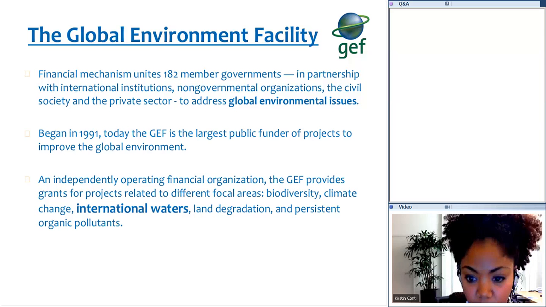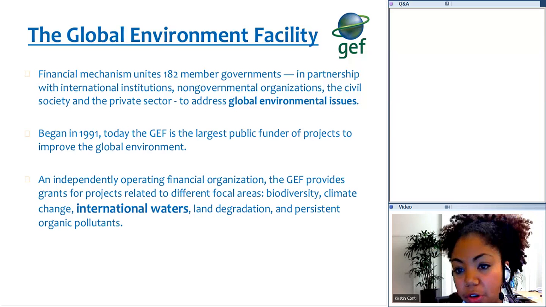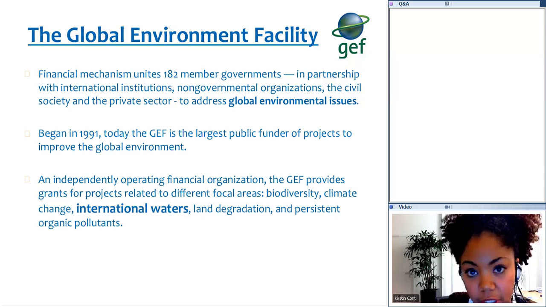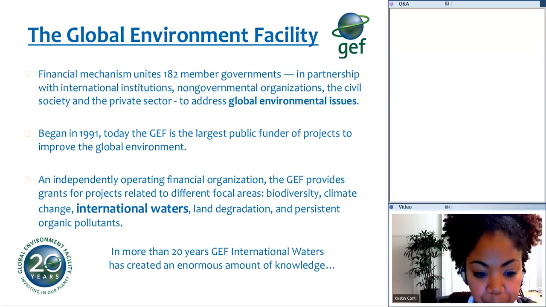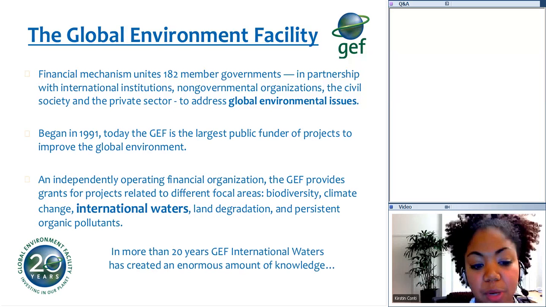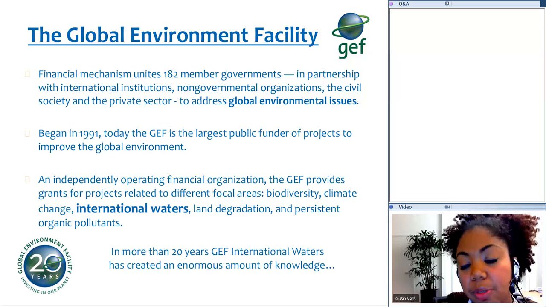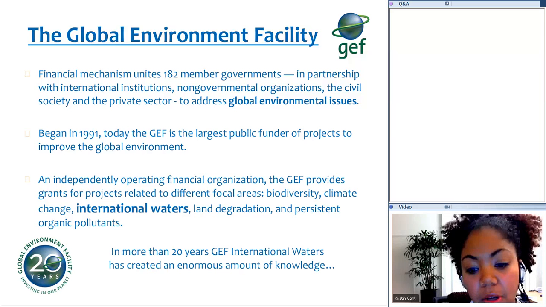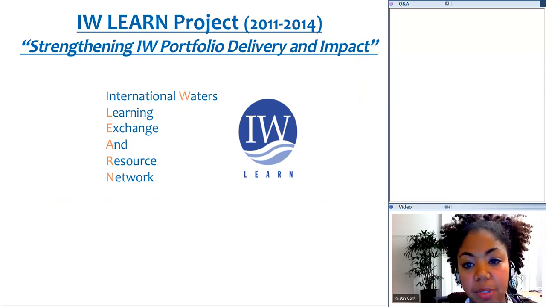And it provides grants for different focal areas, one of which is international waters. And that is the focal area under which the IW-LEARN project falls. And we just wanted to acknowledge that GEF has been around for over 20 years and has really contributed a lot to what we know about international waters today. So the IW-LEARN project started in 2011 and will conclude next year.